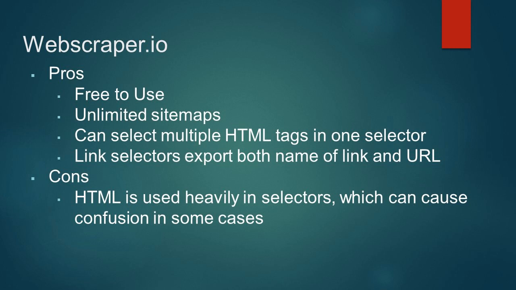All right, so once we were done with going through ParseHub, we moved on to WebScraper.io. Like I said, like ParseHub, it is a free-to-use extension of Chrome, but it does not limit how many projects you have. So you can have as many as 50 different projects going at one time if you want to build that many.